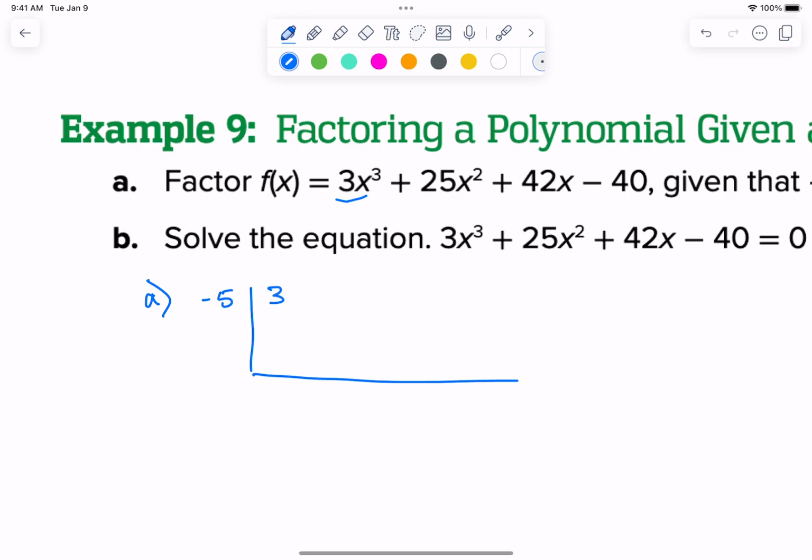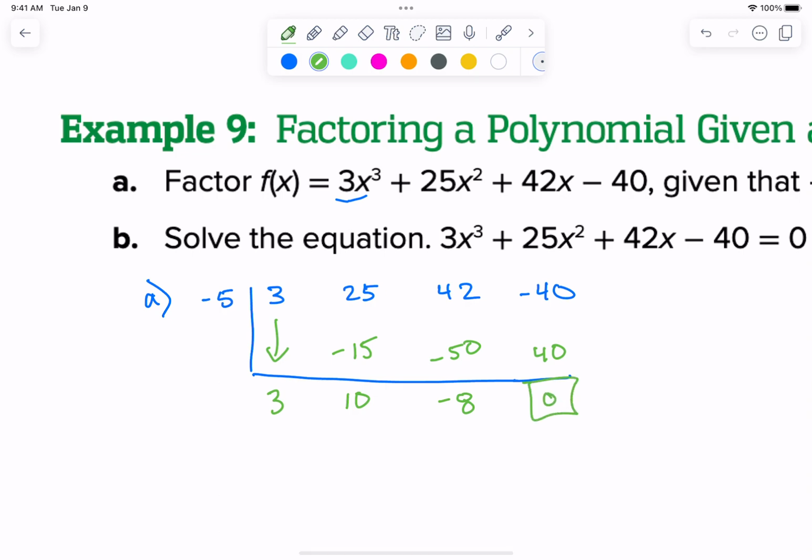So let's go 3, 25, 42, and negative 40. And do I have to add anything in there? I don't think so. Okay. 3 goes down. 3, negative 15, 10, negative 50, negative 8, positive 40, and 0, like we should have gotten, right?